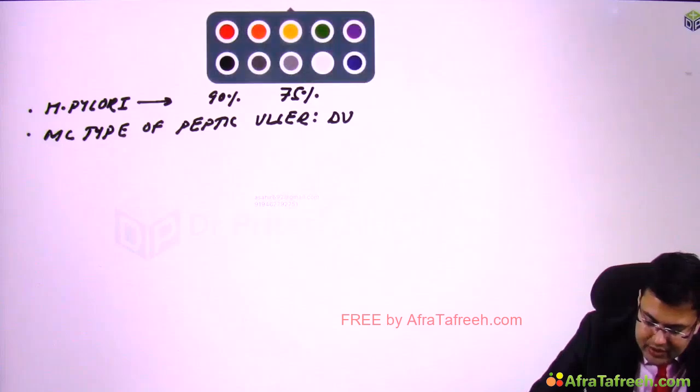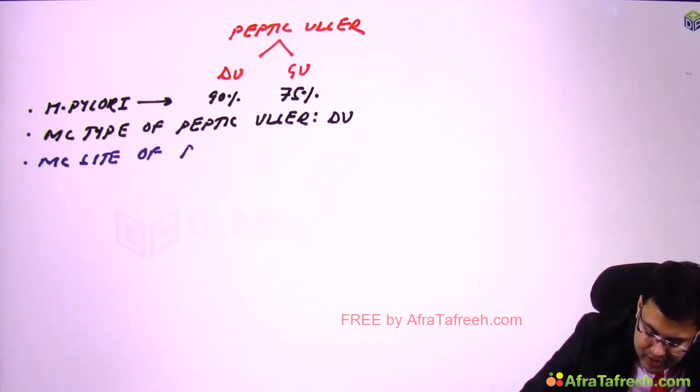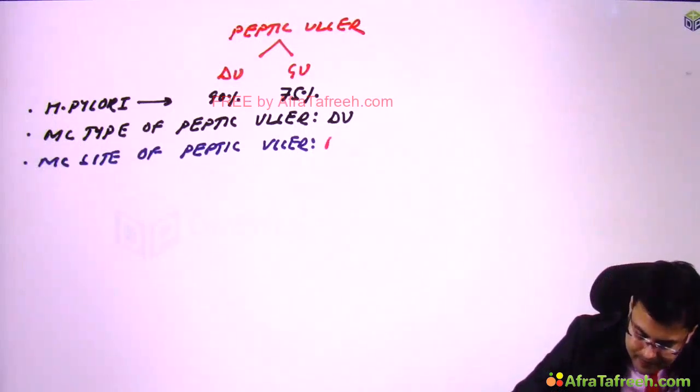Second question, what is the most common site of peptic ulcer? The most common site of peptic ulcer is the first part of duodenum.